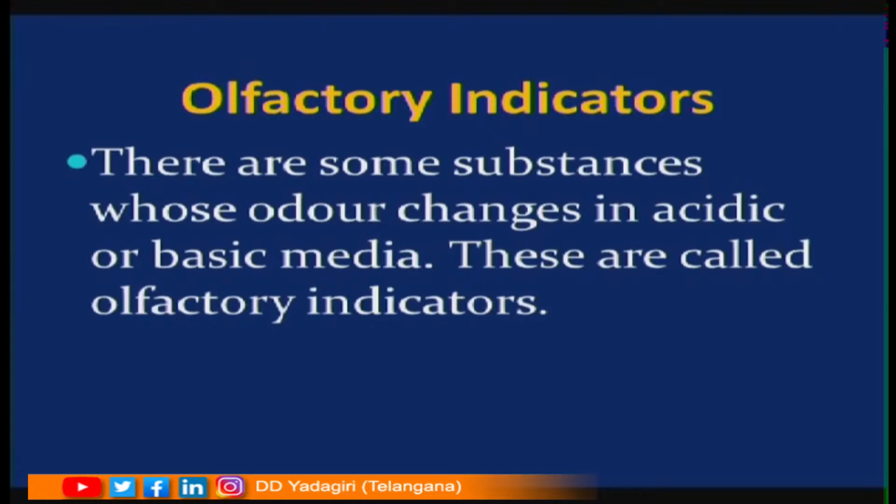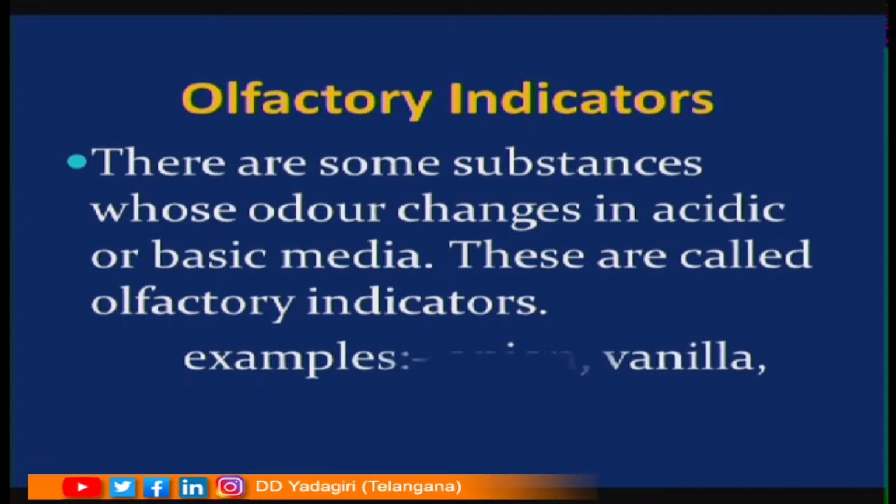Now, there are some substances whose odor changes in acidic or basic media. Such substances are called olfactory indicators. Examples are onion and vanilla essence, which you normally use for the preparation of cakes. This also you will find at your home. You can do this experiment immediately after the class. With cloves also you can perform this experiment. You will get the clove smell, and the vanishing of clove smell you can see very easily. You can observe with your nose.